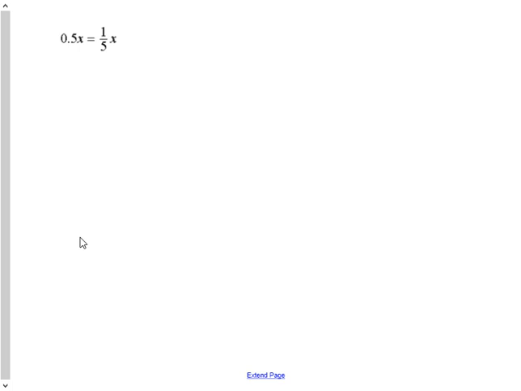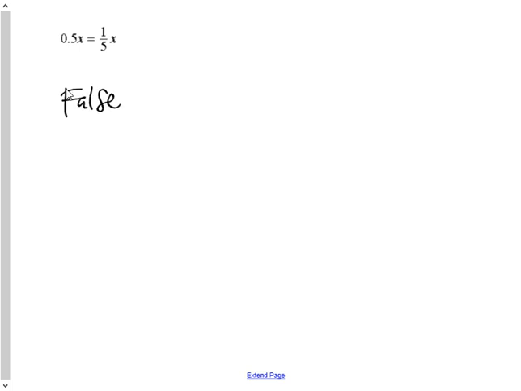Okay, this is your chapter 8, section 4 practice sheet on algebraic equations where variables are on both sides. The first 4 questions of this short little quiz are true and false. The first one says 0.5x is the same thing as 1/5 x. And the answer is false.